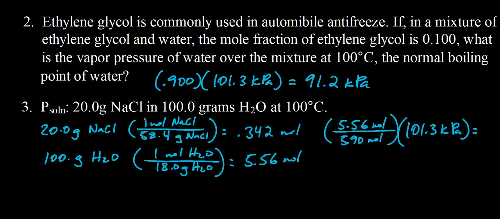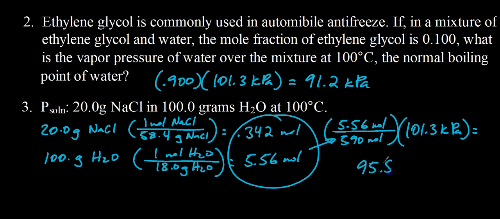All right, here's our setup. I went ahead and just plugged in moles. You can calculate mole fraction separately if you want. So 5.56 moles of water over a total of 5.90. I just took those two and added them up to get our total number of moles. Multiply that by the vapor pressure of the solvent at that temperature, 100 degrees Celsius, and we end up with 95.5 kilopascals.